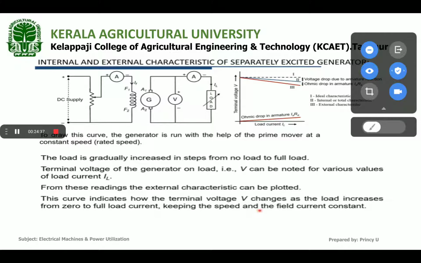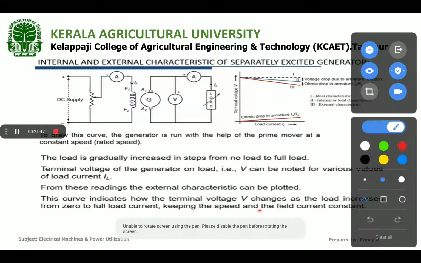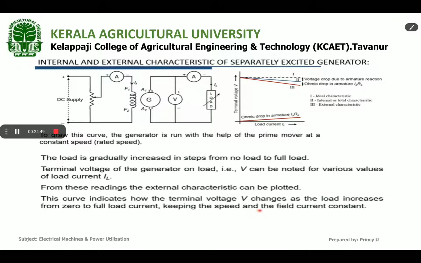Next one is the internal and external characteristics of the separately excited generator. We have studied the OCC characteristics of the separately excited generator. Next, the internal characteristics of this separately excited generator. We know that internal characteristics cannot be drawn directly by conducting practical experiments. So first we draw the external characteristics. To draw this curve, the circuit diagram will be like this.